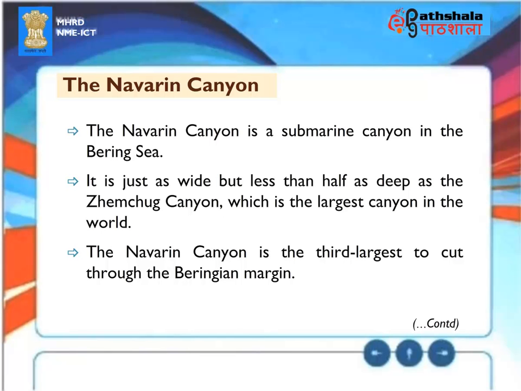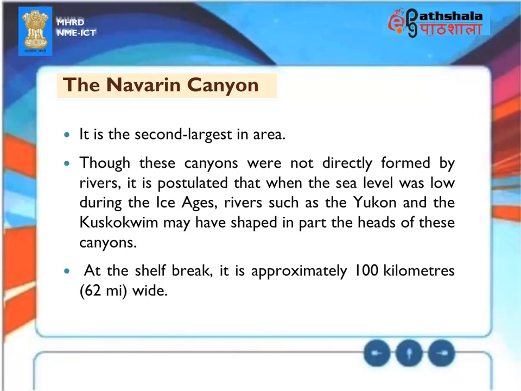The Navarin Canyon. The Navarin Canyon is a submarine canyon in the Bering Sea. It is just as wide but less than half as deep as the Zhemchug Canyon, which is the largest canyon in the world. The Navarin Canyon is the third largest to cut through the Beringian margin. It is the second largest in area.